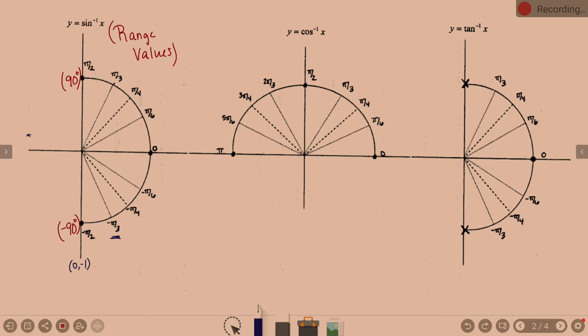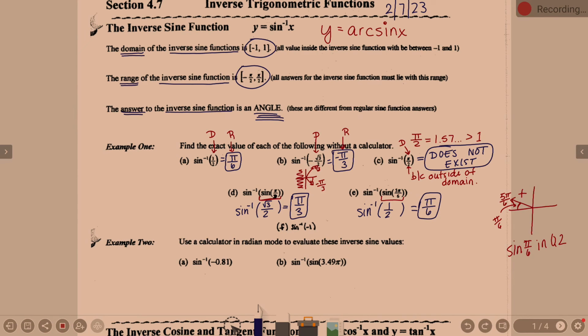Does that make sense? I shouldn't really be writing this on my inverse graph, but this is the visual we have. It's going to be right there. That would normally be our point, yes? So sine of negative 90 or negative pi over 2 equals negative 1. So if we reverse this, when does sine equal negative 1? Negative pi over 2.